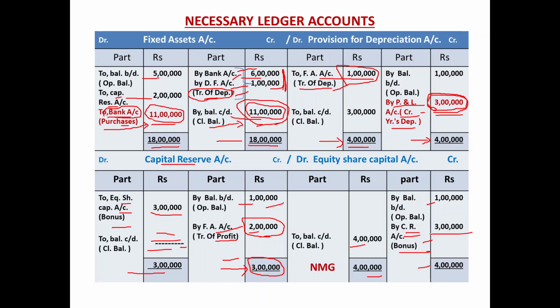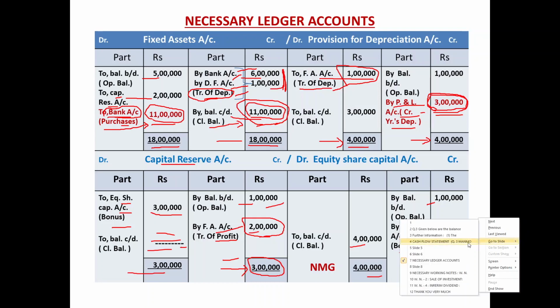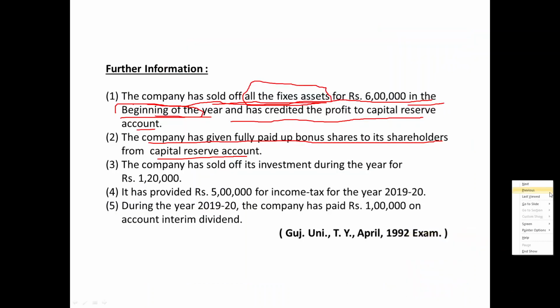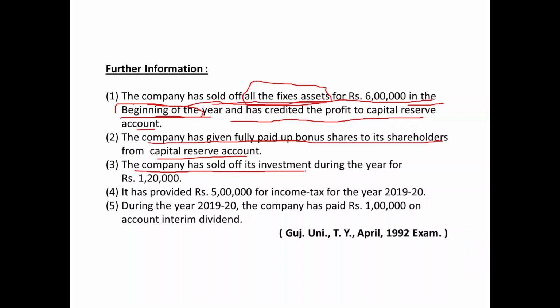So this was the transaction related with bonus issue from capital reserve. Let us verify the next point of the question. Point number 3. Have a look. The company has sold off its investment during the year for rupees 1,20,000. Selling price has been given.